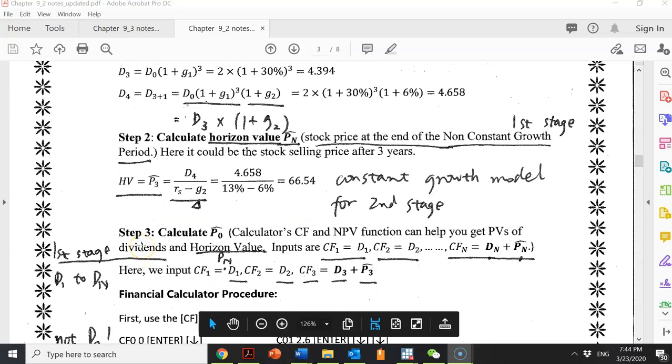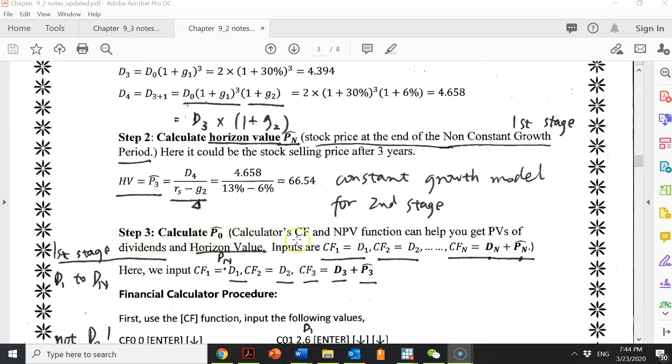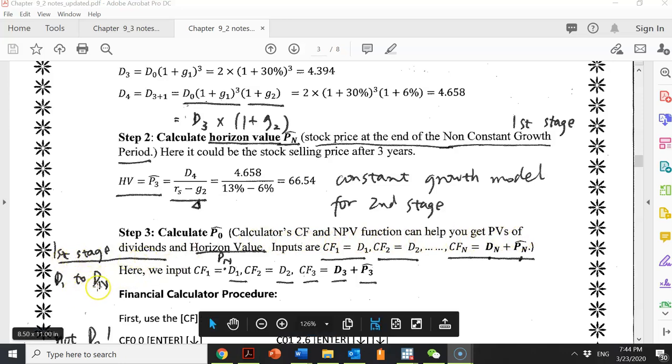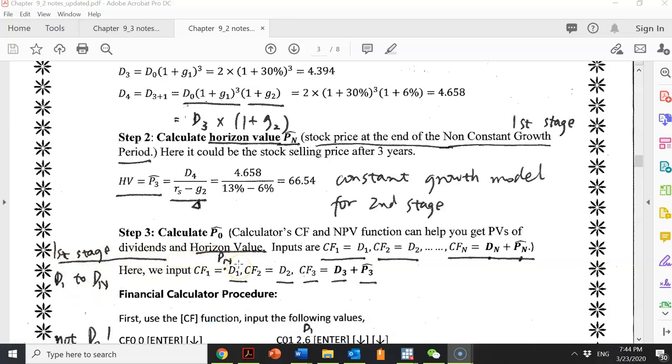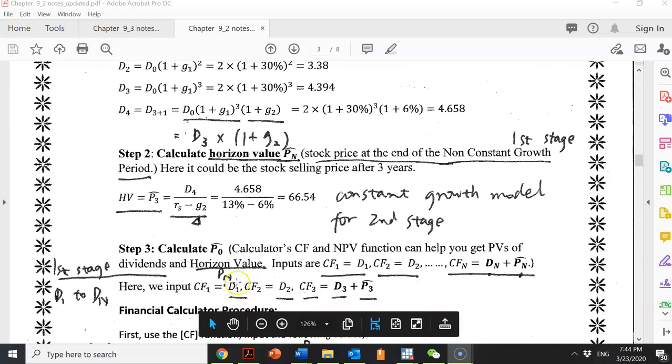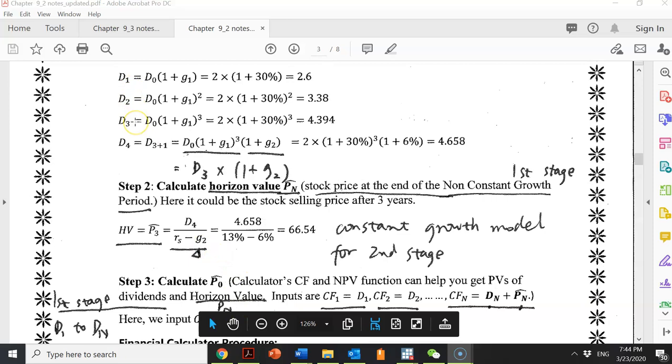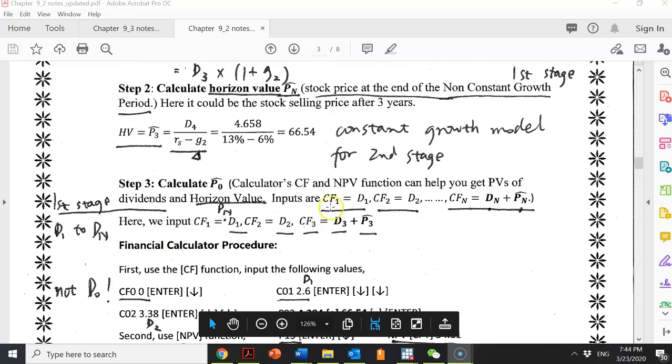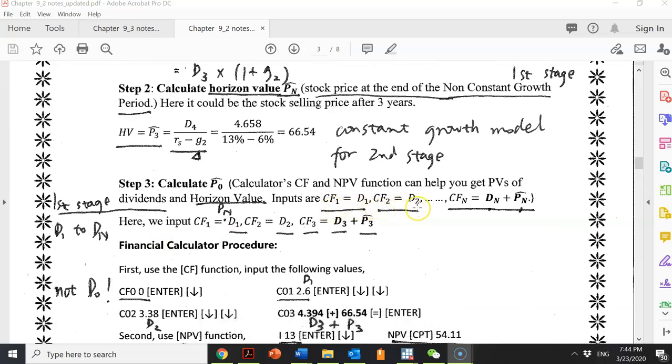Step 3, calculate P0. Calculate cash flow and NPV. The calculator's cash flow and NPV function can help us get the present value of all the dividends in the first stage from D1 to Dn, and horizon value Pn. So our last step is to discount all the dividends in the first stage, which are D1, D2, D3 in our case, and horizon value P3. Okay, so we need to input cash flow 1 as D1, cash flow 2 as D2 in the financial calculator, and cash flow n as Dn plus Pn.